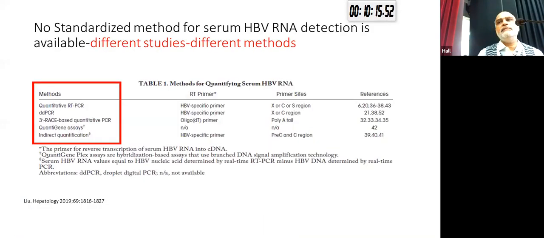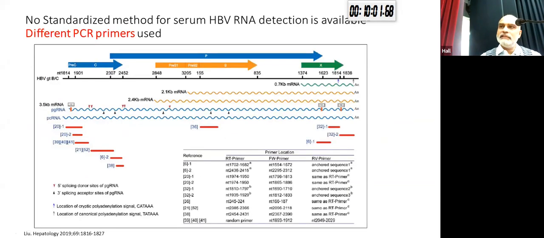There are no standardized methods available as yet for serum HBV RNA detection. Different studies have used different methods, but they are basically based on PCR-type procedures, and different PCR primers have been used. So actually what they are measuring is not known, or various types of RNAs are being measured, but most of the studies are measuring the 3.5 kb pre-genomic RNA. Most of the studies have used this type of RNA measurement.